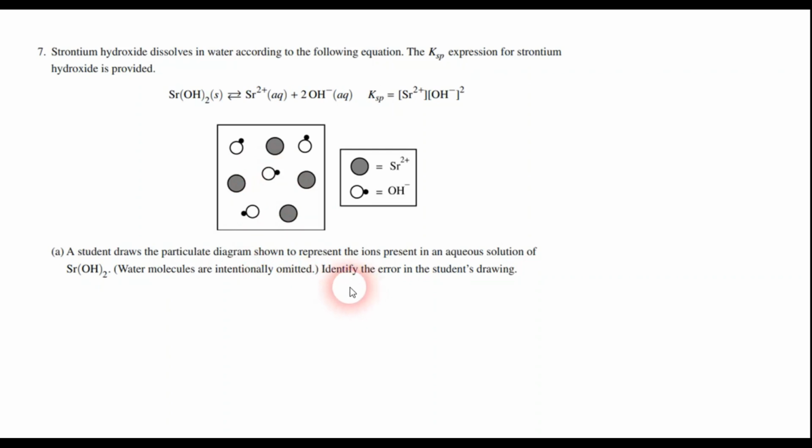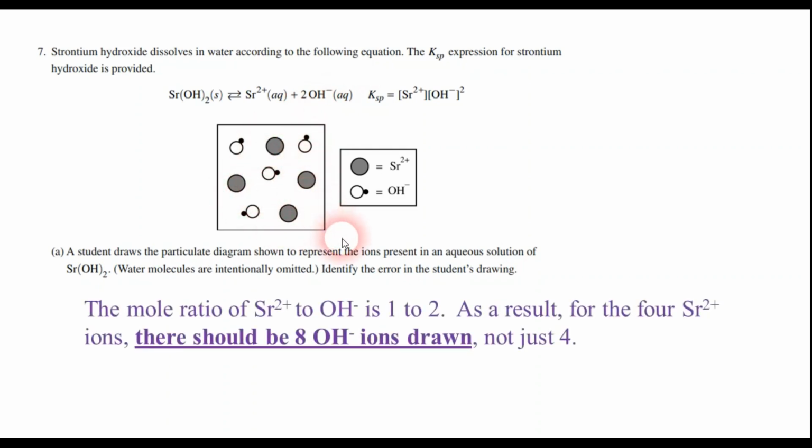Identify the error. Well, if you're taking a look at the stoichiometry here, you notice that for every one strontium ion, you should have 2 hydroxide ions. And the student has drawn 4 strontium ions, but has not drawn the corresponding 8 hydroxide ions. And so I would say that the student has left out 4 hydroxide ions. There should be 8 hydroxide ions drawn.